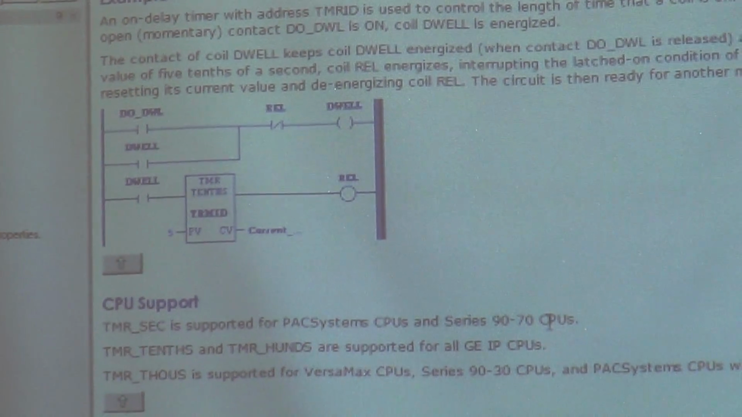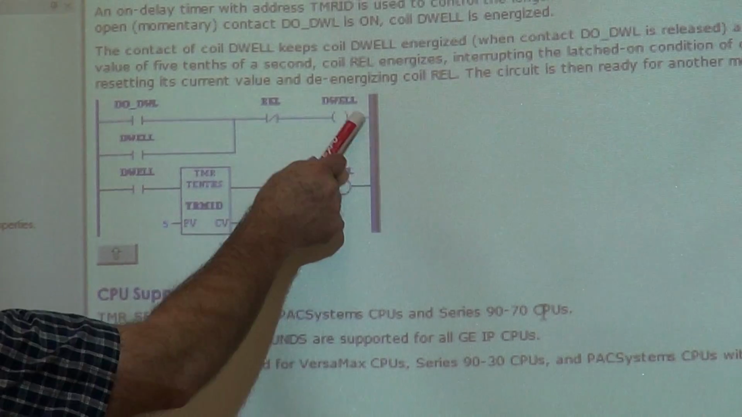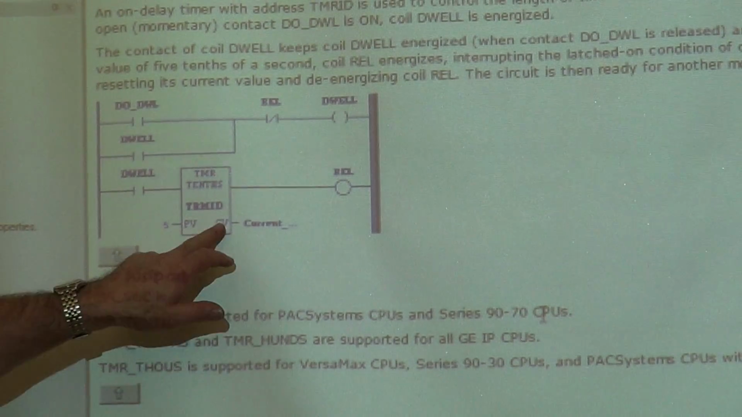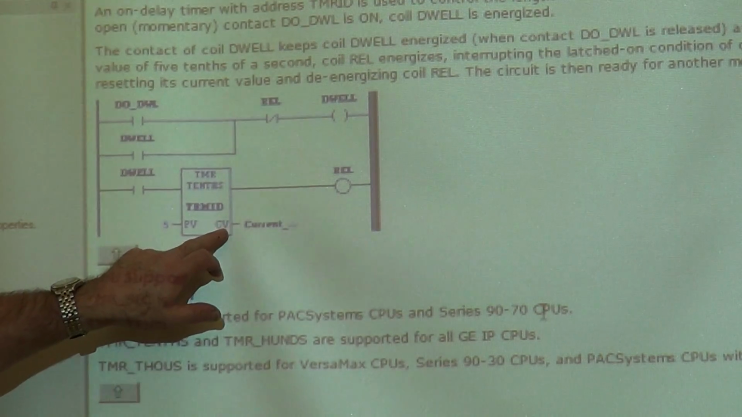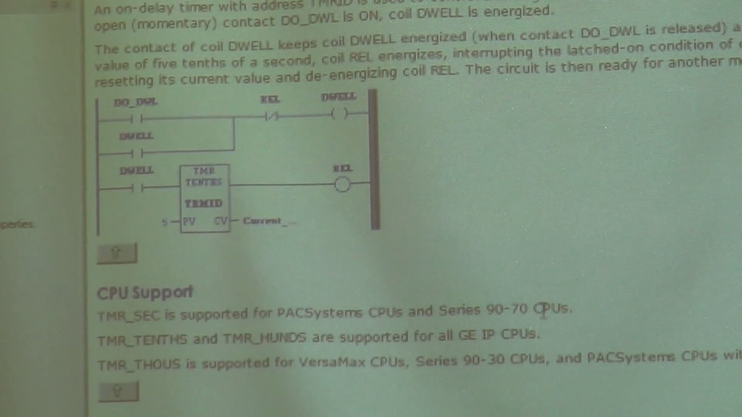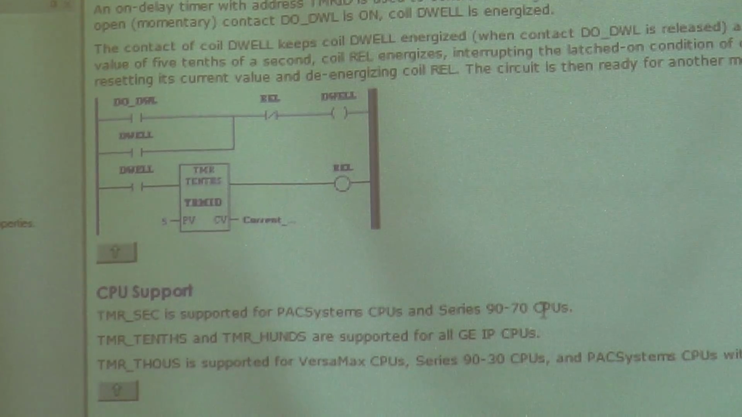This is your help file for Proficy, and you see it shows an example here. Example of the timer. It's showing CV. The CV is not shown on your function, but when you are connected to the PLC, the CV will show up in the middle of your block.